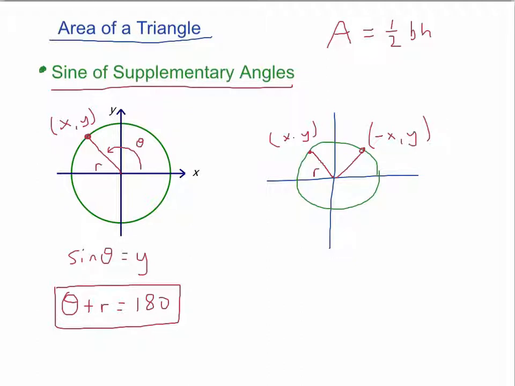In addition, the reference angle r should be the exact same angle over there in that first quadrant. So, if we were to actually evaluate the sine of angle r, that should equal y. And since both angles theta and r are supplementary, the sine of angle theta equals the sine of angle r. And so supplementary angles have the exact same sine value.